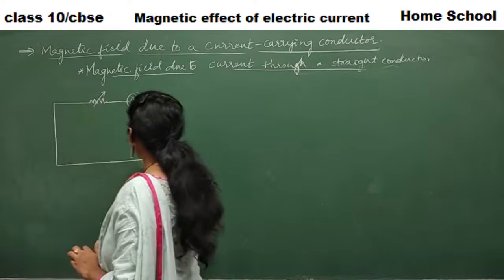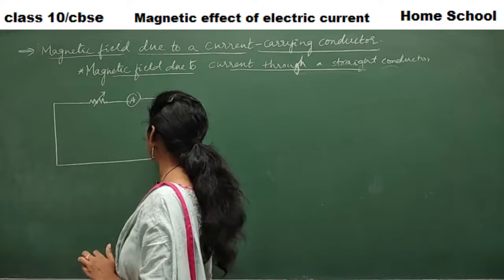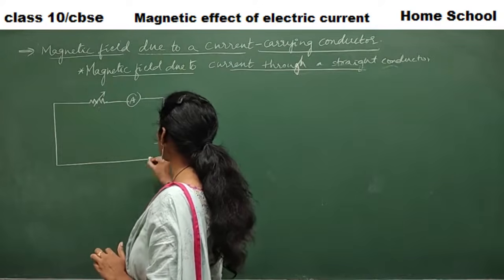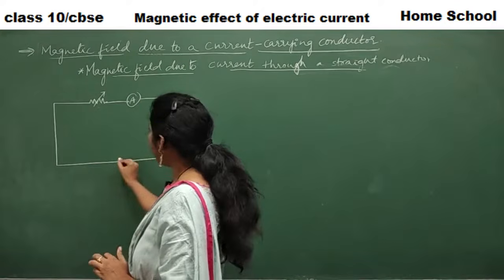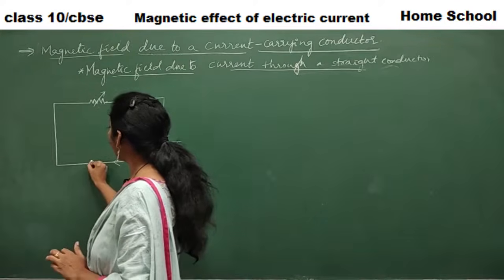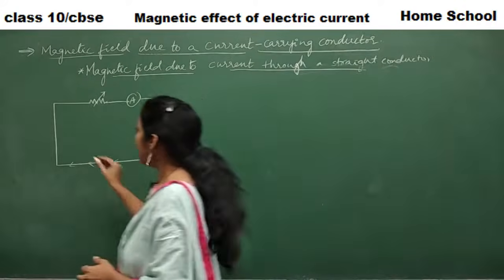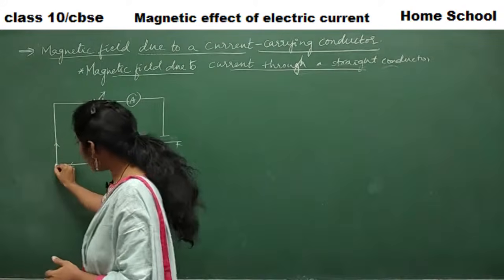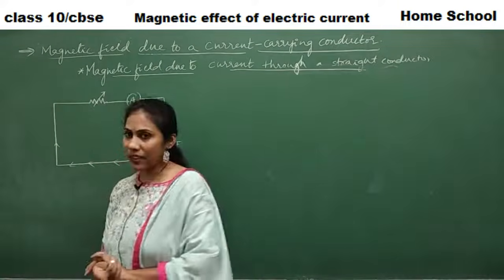The battery has a positive terminal and a negative terminal. So this is how current always passes. Let this be your negative terminal and this your positive terminal. Say the current flows in this direction, because it flows from positive to negative, right? So current is flowing here. This is my straight conductor, a straight wire, a vertical wire, right?